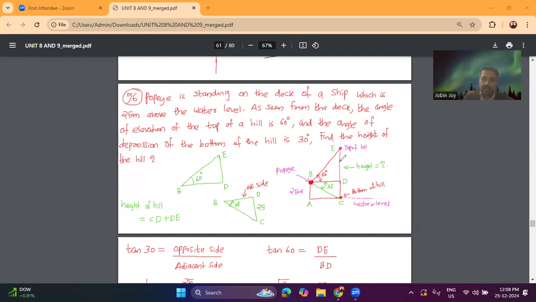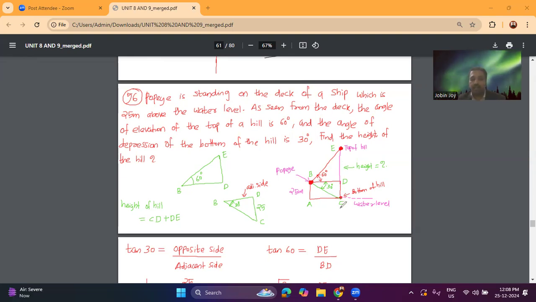As seen from the deck, the angle of elevation of the top of a hill is 60 degree. There is a hill here, and this is the top of the hill. From this point, the angle of elevation is 60 degree, and the angle of depression of the bottom of the hill is 30 degree. Popeye is standing on the deck at a height of 25 meter above the water level.